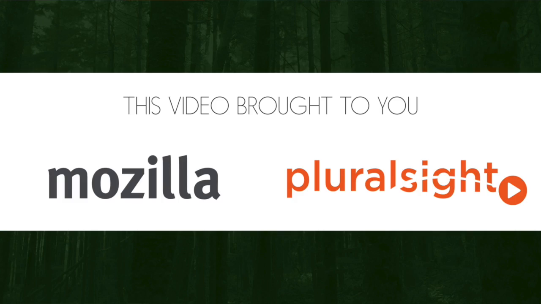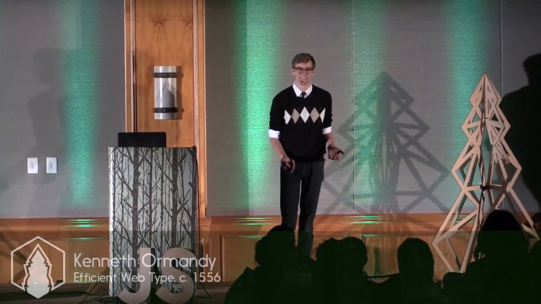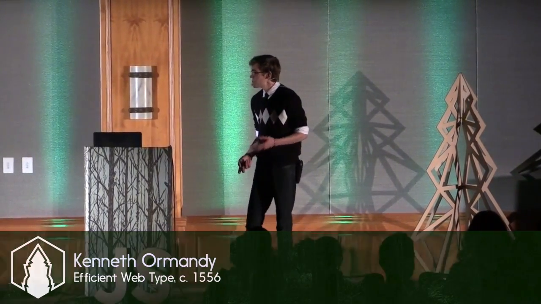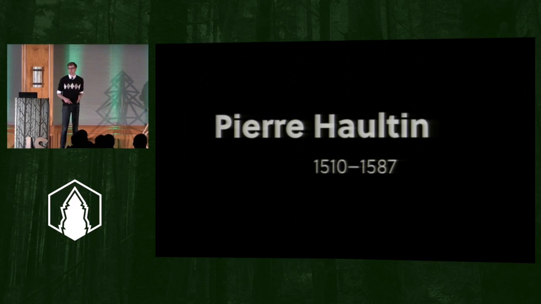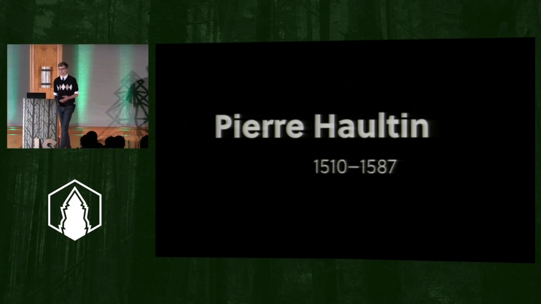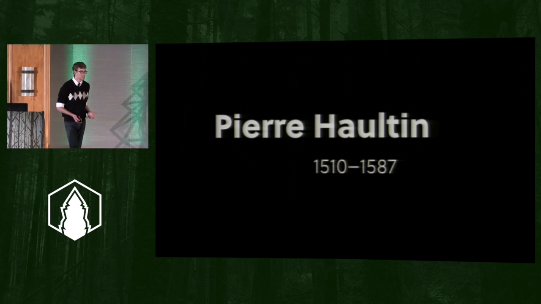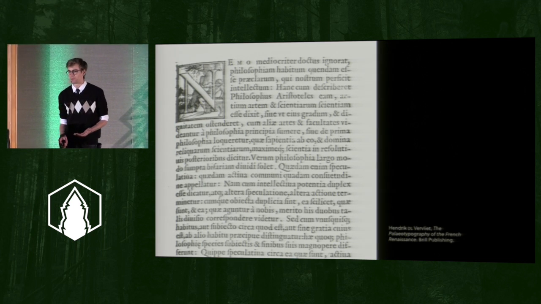If a developer I'm working with asks, "Why did you select that font?" it's pretty unlikely they'll accept self-preservation as my answer. Type designer Pierre Haultin may have actually been able to get away with this claim. He lives and works in Paris during the mid-16th century, printing books and designing type. And how the type he designs performs, how efficient it is spatially on the page, is actually much more relevant to his personal safety than it is for his contemporaries.